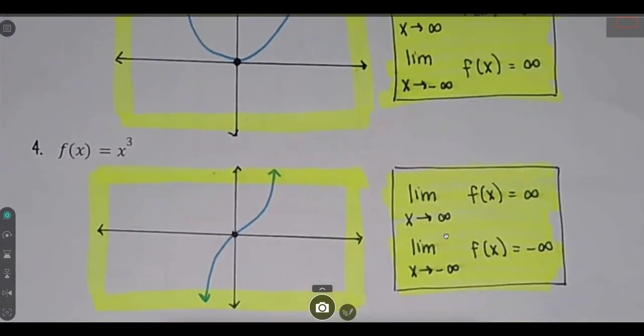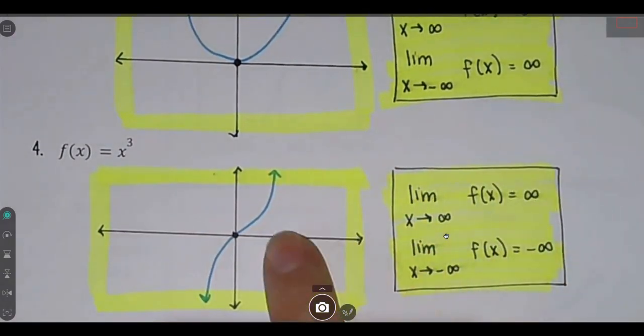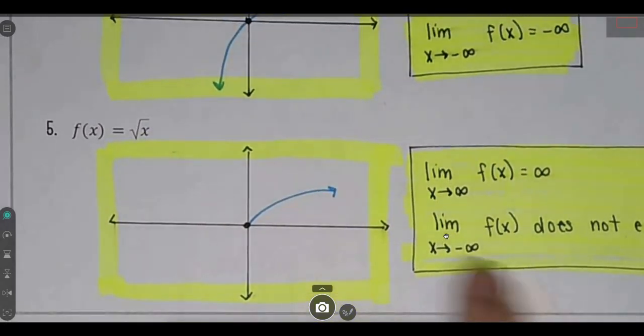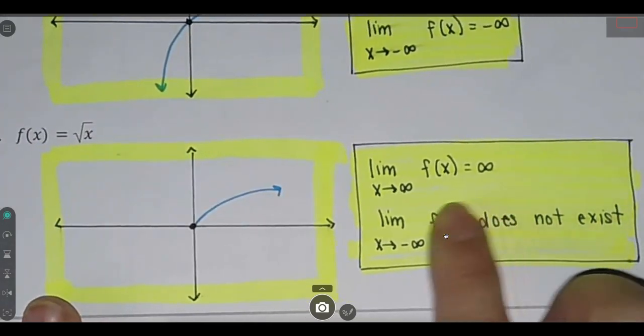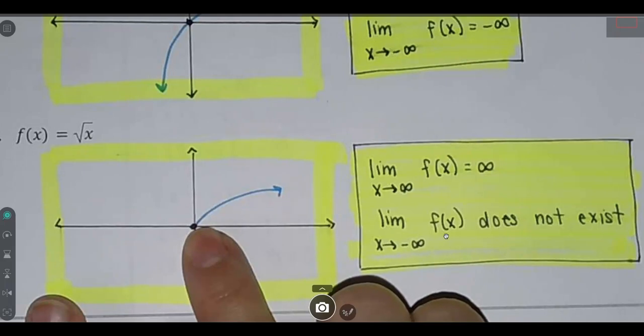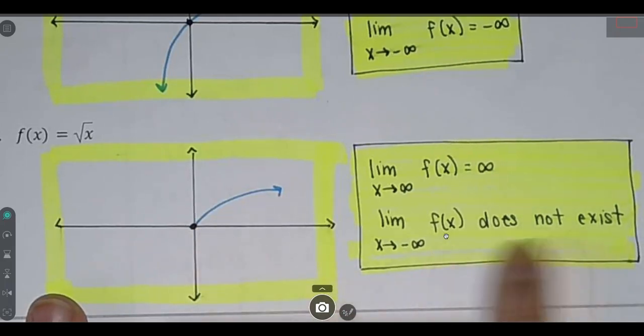x cubed looks like this. So it's going up this way, but down this way. So we have infinity and negative infinity. And finally, the square root of x looks like this. So as x approaches infinity, that equals infinity. But the graph of f of x does not approach negative infinity. So that limit does not exist.